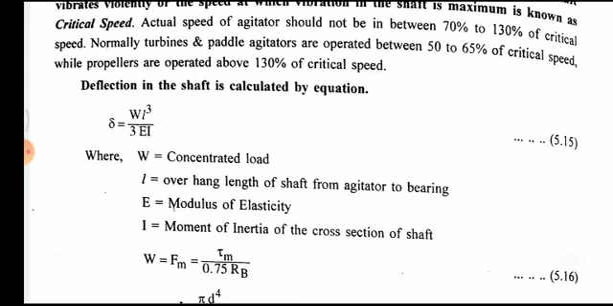Now deflection in the shaft is calculated by the equation W L cube upon 3EI. So W is concentrated load, L is overhang length of shaft from the agitator to the bearing.